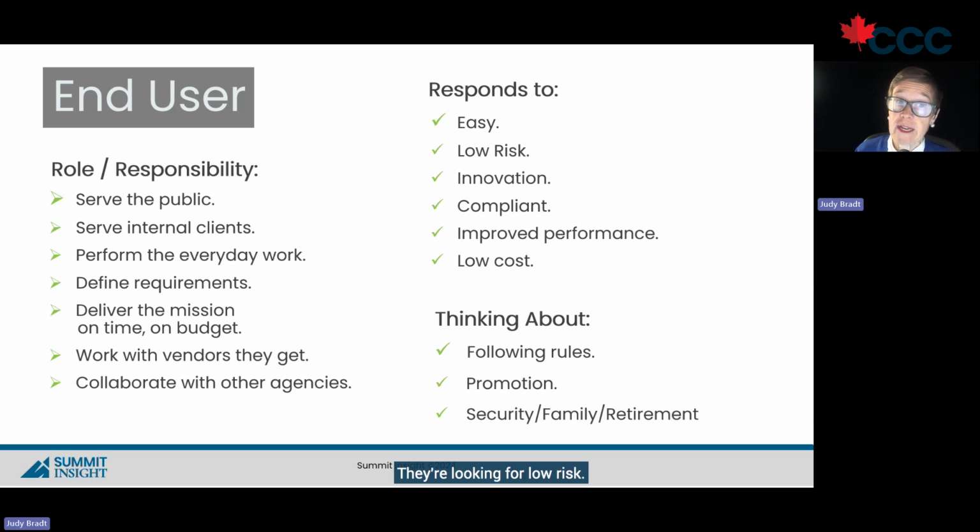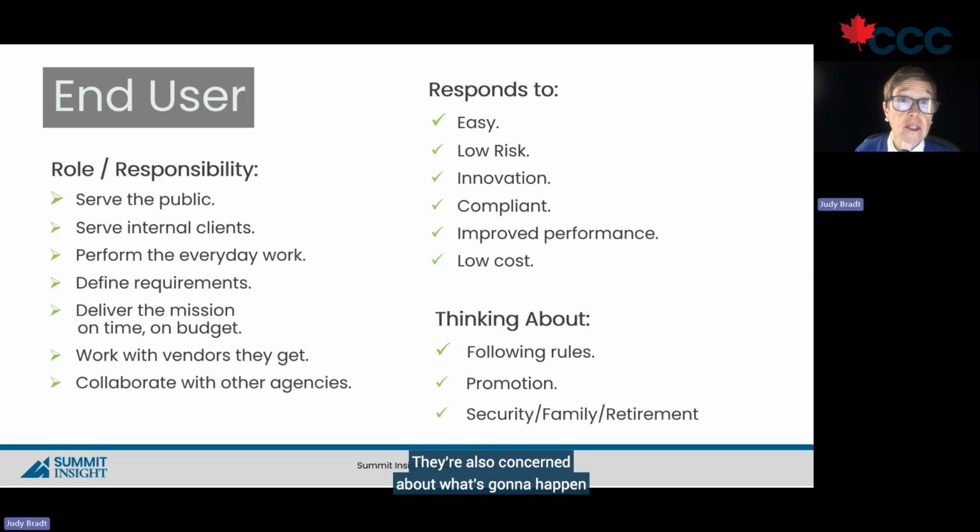They're looking for low risk. They say they're looking for innovation, but they really want something that somebody else tried first. They need to make sure that what they're doing is compliant with rules. They're interested in improving performance and mission delivery. And they've only got so much money, so they definitely want to do it at lower cost. But cost isn't always the first consideration. They want to follow the rules.